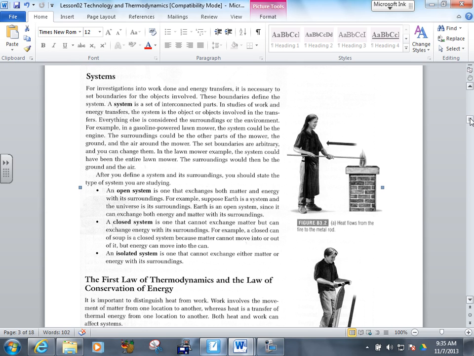So a Ziploc bag is a perfect example of a closed system. When you seal it up, nothing gets in or out, but energy can. So if you made chili or something, you put it in a Ziploc bag and you throw it in the freezer, it's going to freeze, but the chili won't get all over the freezer. It's a closed system. The chili stays in there, but obviously the energy is lost to the freezer and eventually it freezes. Everyone with me on that?